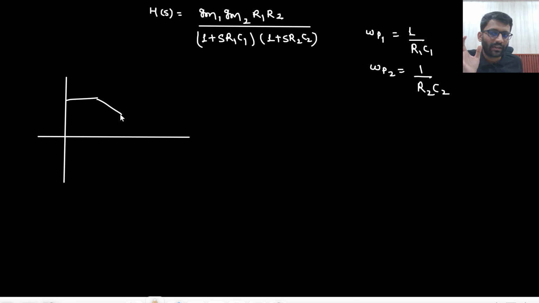How will the Bode plot look like? Two poles are there, then another roll-off will be there. So this is how the Bode plot will look like. But let's just draw the phase plot. You might have forgotten how to draw the phase plot. So let's understand how to draw the phase plot.